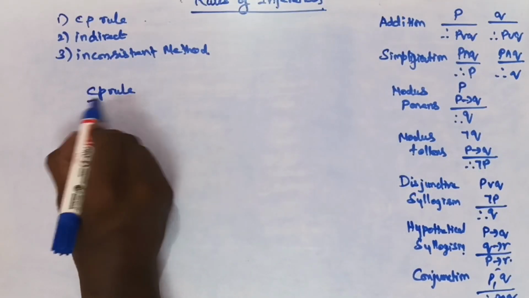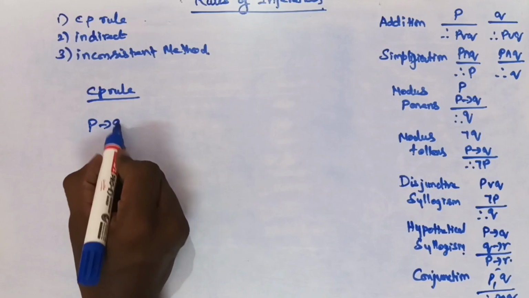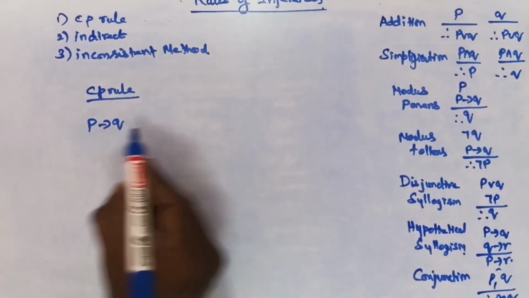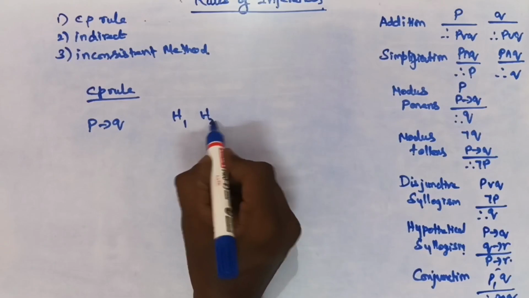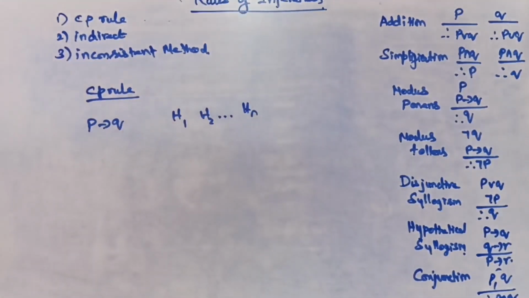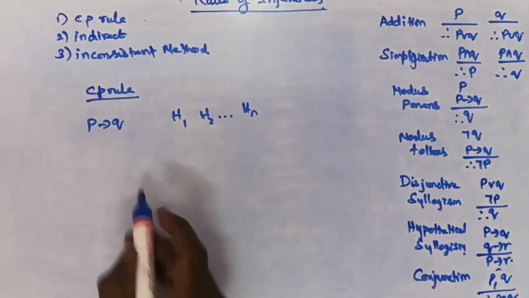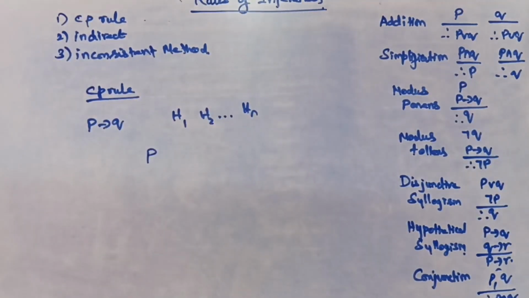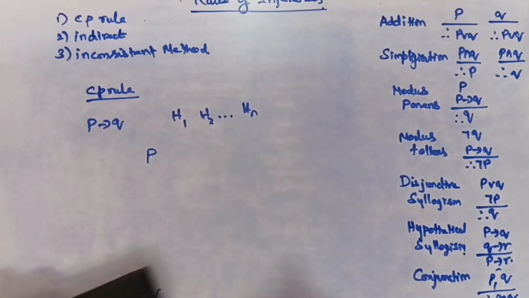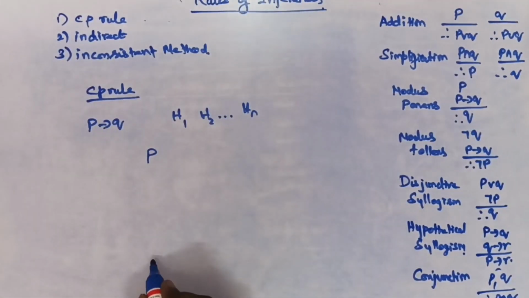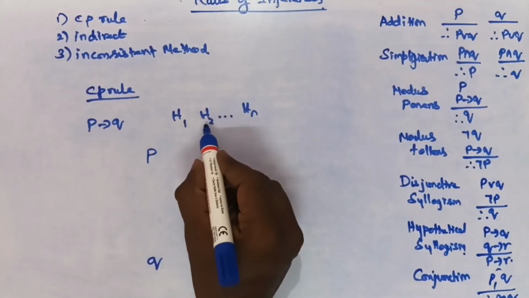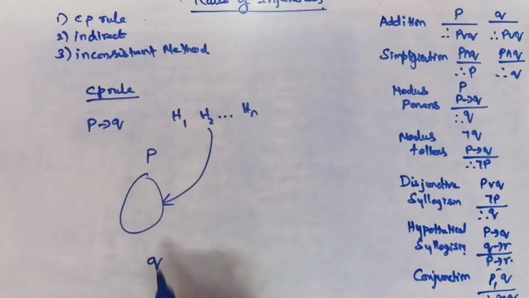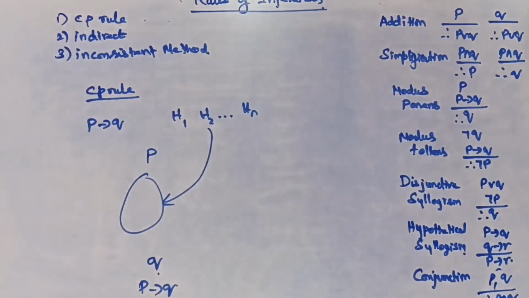CP rule: suppose you want to prove P condition Q. There are a lot of premises, H1, H2 up to Hn, you have. Finally you have to prove P condition Q, which means you have to take P as one of the premises. Finally, if you arrive at Q by using the given premises, then you can write P condition Q. So this is the CP rule.